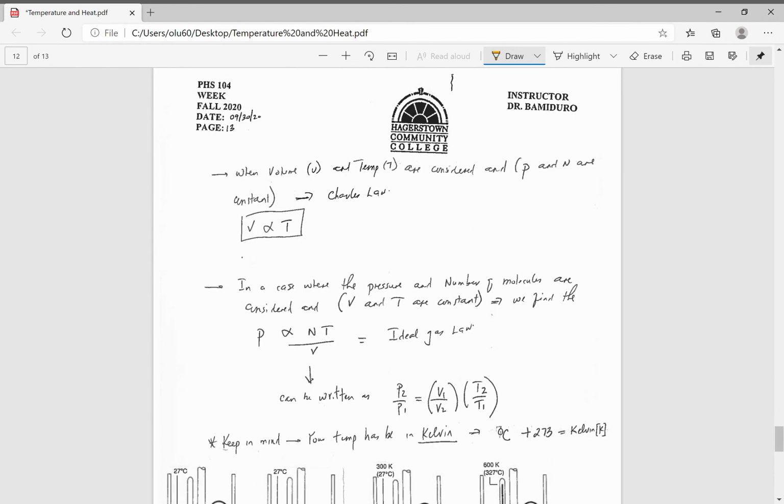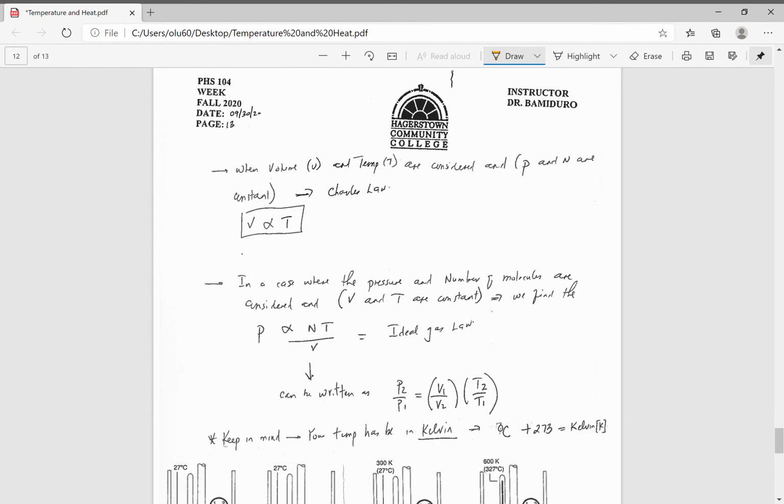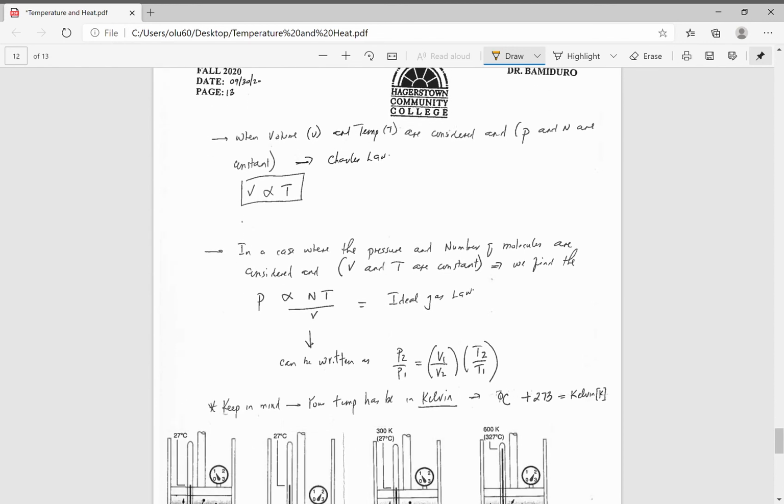Now we can take it a step further and say that when volume and temperature are considered, and our P and our N we typically hold constant, we see it's going to be a direct proportionality. The volume is directly proportional to the temperature.